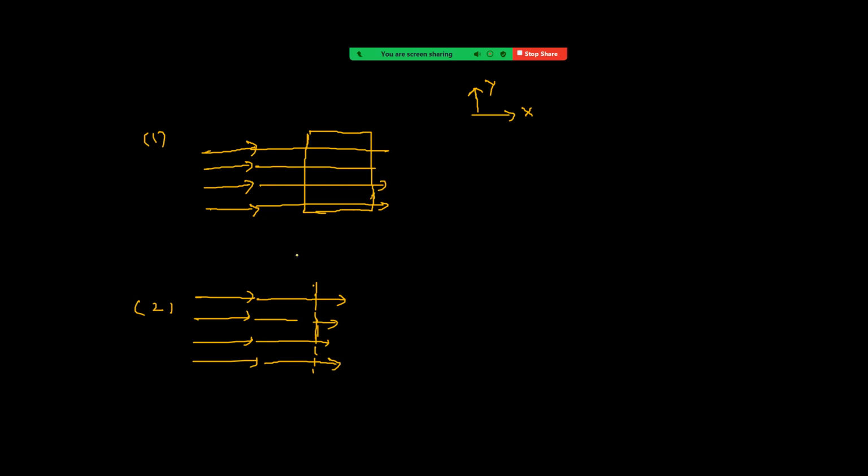In XY plane. So no field lines are passing through that surface. Okay. Now we want to generalize this. In case one, no field lines are passing. In case two, all field lines are passing. Okay. I want to generalize this.